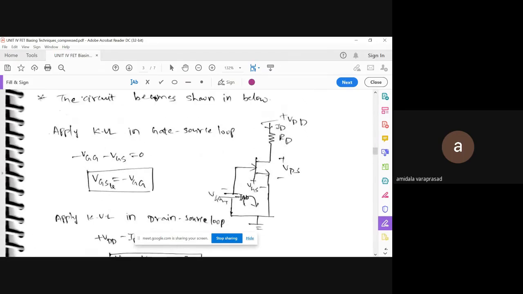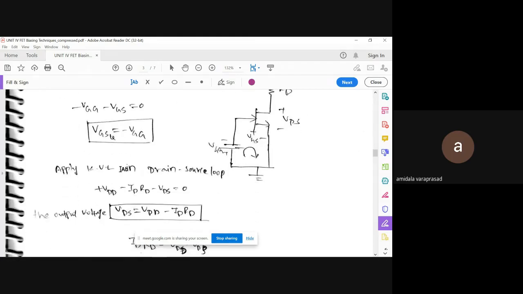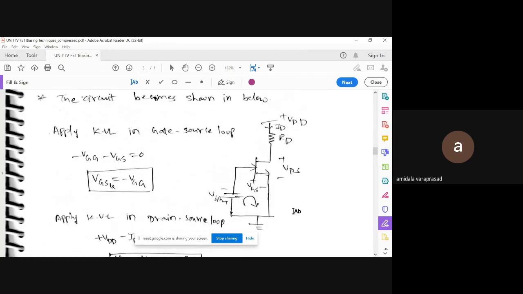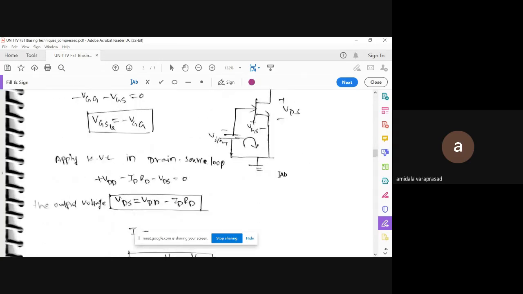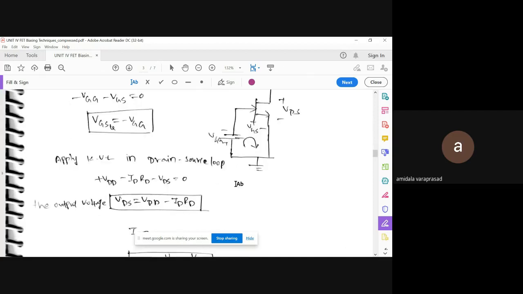Now if you apply KVL in the gate source loop, starting terminal is minus VGG, ending terminal is minus VGS, then VGSQ is equal to minus VGG. Apply KVL in the drain source loop, the output side: plus VDD, then current entering terminal, minus ID into RD minus VDS equal to 0.